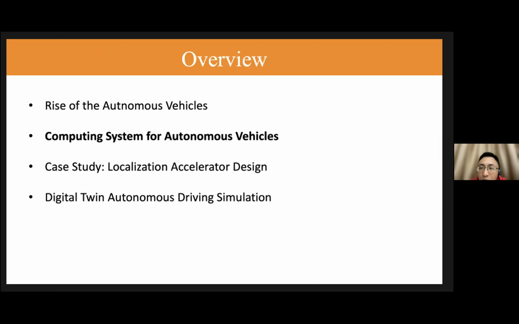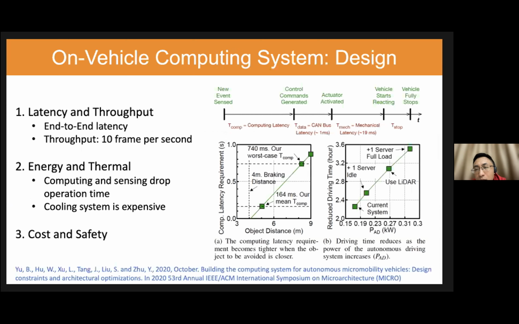This section will show the on-vehicle computing system design of our autonomous vehicles. When designing an on-vehicle computing system, a number of design constraints need to be considered. The first one is the end-to-end computing latency, which is the time for processing a sensor frame and generating the path and control command to the vehicle. The end-to-end latency is critical to the safety of autonomous vehicles, because latency determines the longest brake distance and also affects the control stability when the vehicle is driving at very high speed.